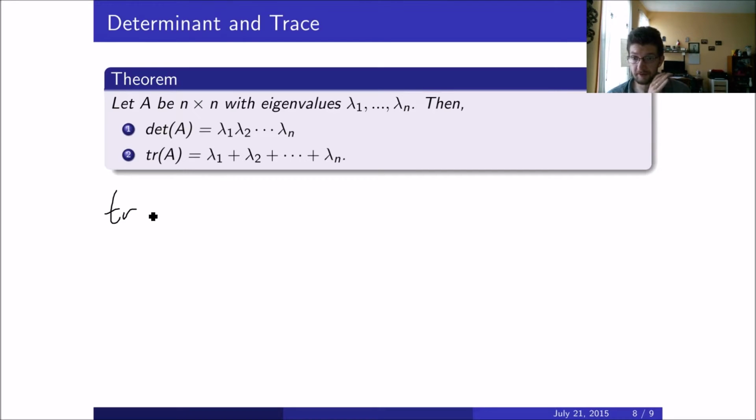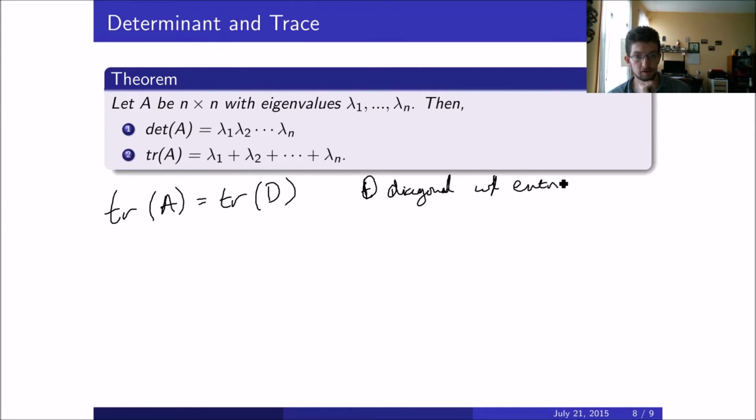The way you prove this is a little bit funny. The trace of A is equal to, if A is diagonalizable, the trace of D, where D is diagonal with entries lambda 1 through lambda n.